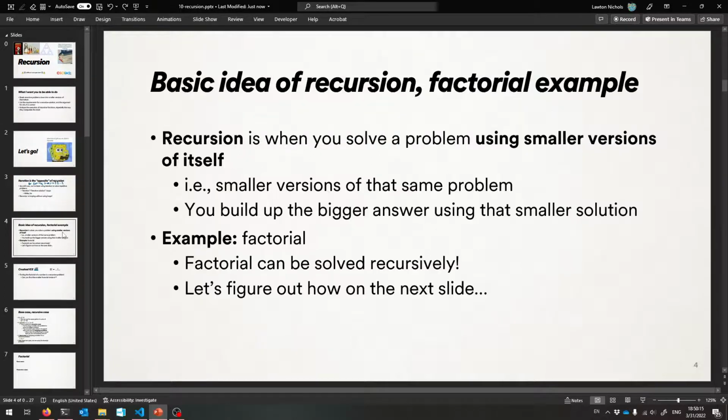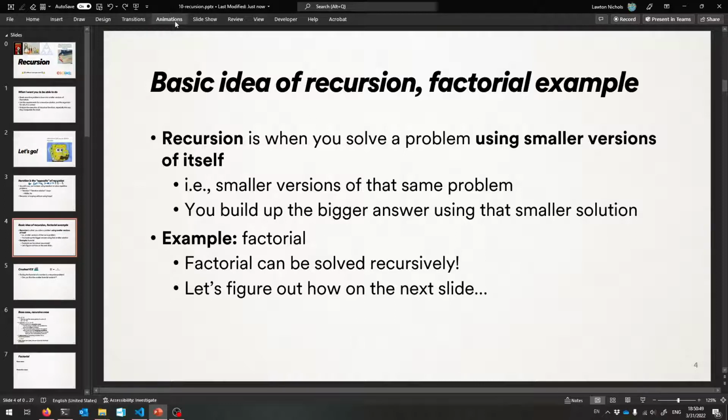All right, let me show you just the basic idea of what recursion means. The standard example that everyone gives is the factorial problem. Here's the definition, by the way: recursion is when you solve a problem using smaller versions of itself. So you find the problem inside of itself, solve the smaller pieces first, and then you build up the answer to the original problem using the smaller version. I promise this is going to make sense with an example.